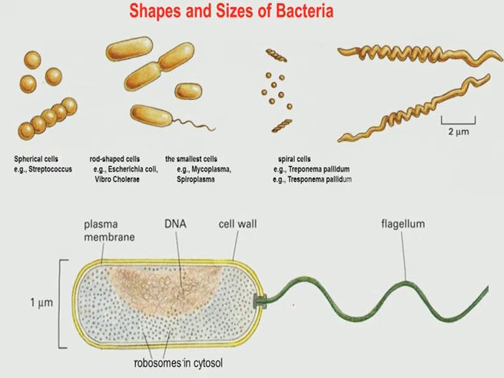Depending on different shapes and size, you can classify the bacteria in terms of cocci, that is the spherical cells like Streptococcus. Then you have the rod shaped bacteria, that is Escherichia coli, Vibrio cholerae, and you have the spiral cells. This is the typical rod shaped bacteria I have already mentioned in the last slide.